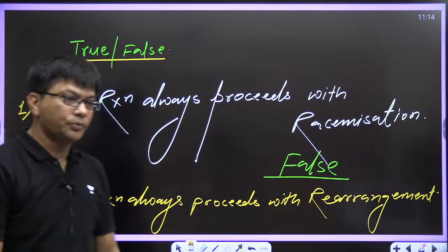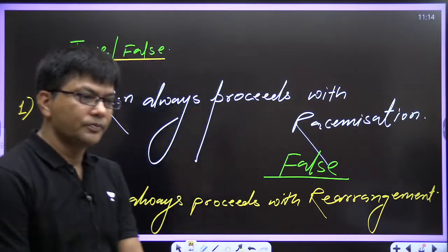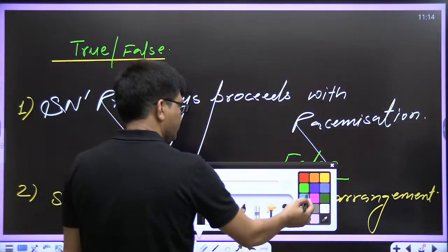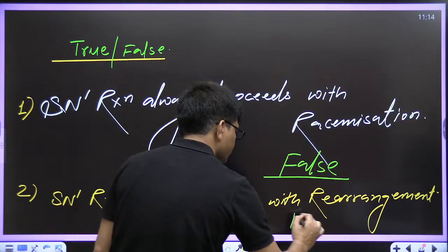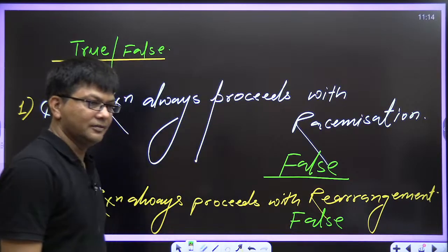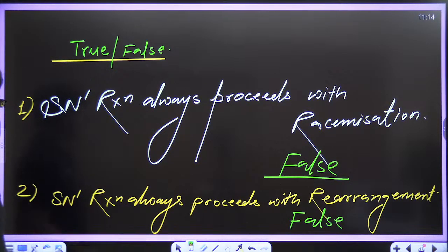True. Shiv Kumar is writing true. Akanksha is writing true. Priyanka, Buddha, Shurya, everyone is writing true. The answer is false. So see kids, in this case, your answer is wrong. You have been proved to be wrong, kids.